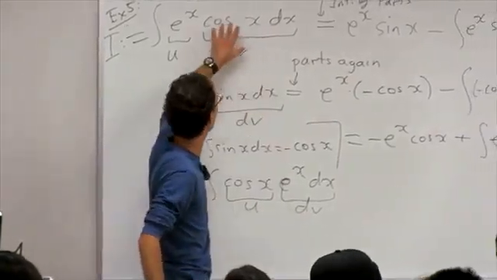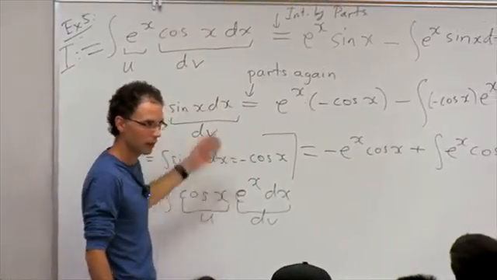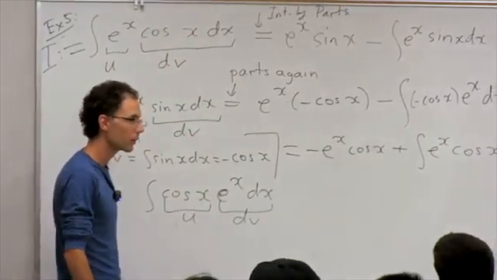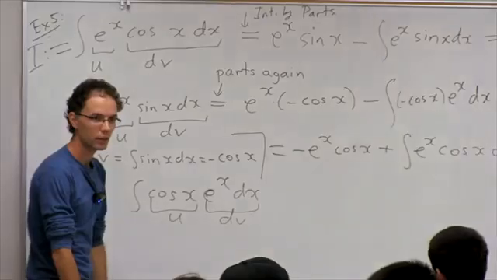So you might have cosine 2x, for instance. You might have to use the same technique. Okay? All right. Thanks, guys.